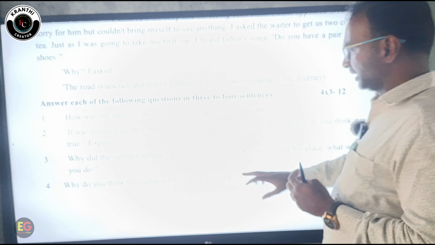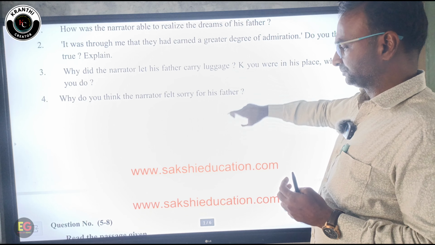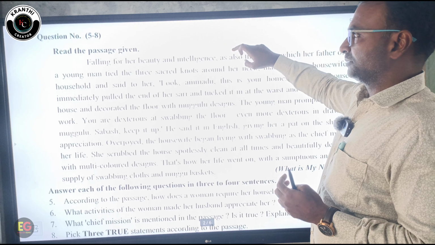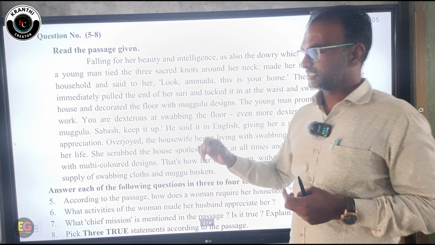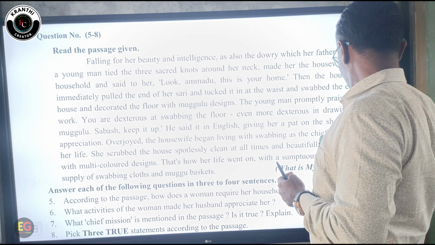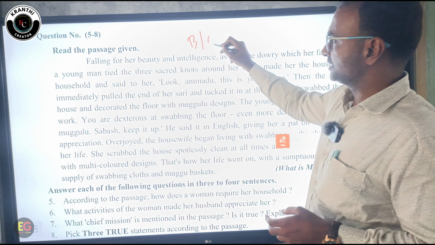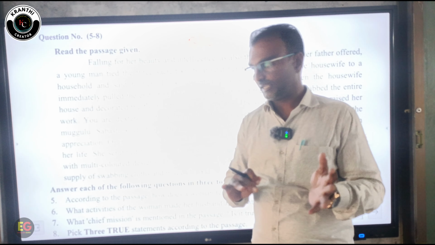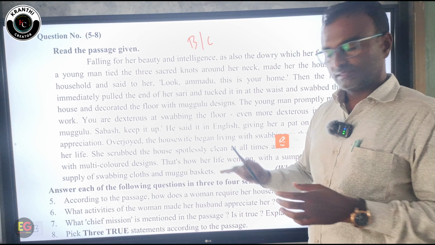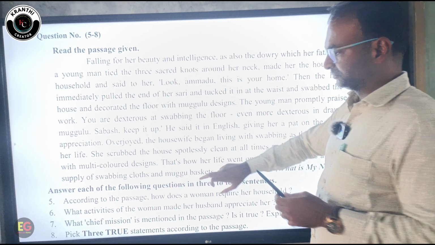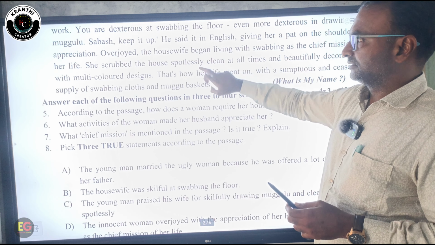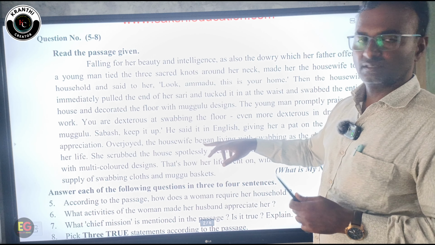Now let's go to the next one, question number 5 to 8. This passage is definitely given from either reading B or C. Second passage, either reading B or C. And the questions are the same. And this is from the last lesson.